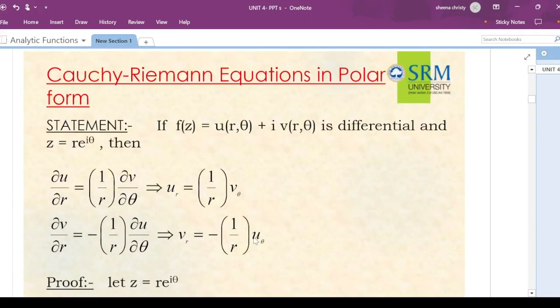Now, the Cauchy-Riemann equation in polar form is, if f of z is considered with u and v as functions of r and theta, and is differentiable, and z equal to r into e power i theta, then dou u by dou r equal to 1 by r into dou v by dou theta, and dou v by dou r equal to minus 1 by r into dou u by dou theta. This formula is very important.